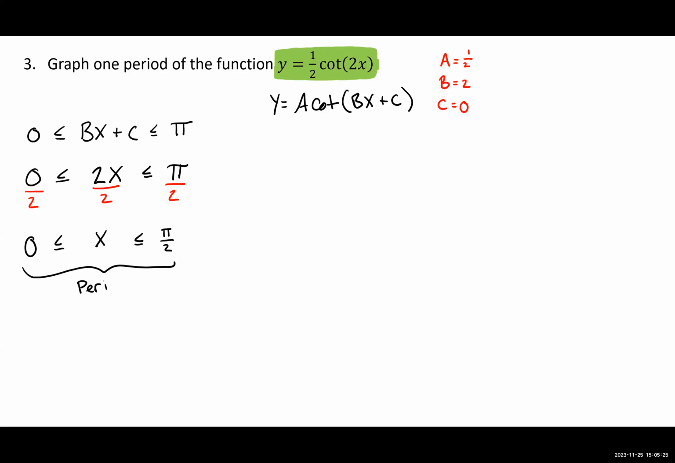We are going to graph one period of the cotangent function. And that's going to be stuck between x equals 0 and x equals pi over 2. Those are our two asymptotes. So again, take the period, which is 0 to pi over 2, and split it up into 4 equal pieces. Just like in the last two problems, I like to cut it in half. So halfway between 0 and pi over 2 would be pi over 4.